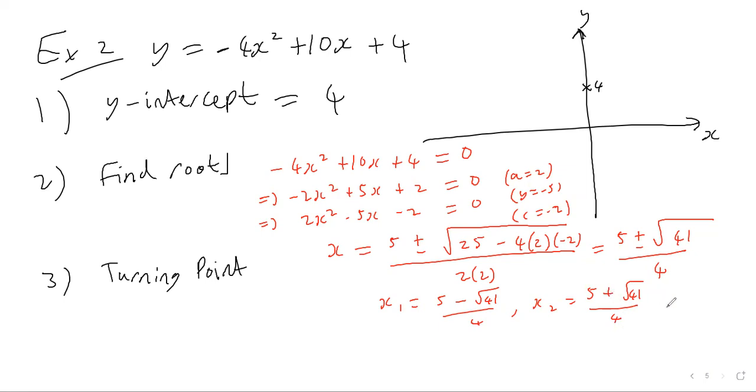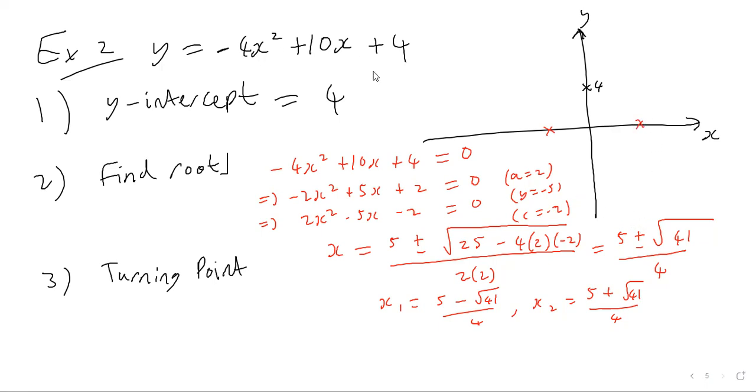So root 41 is between root 36 and root 49, so between 6 and 7. So this first one's going to be negative, because root 41 is bigger than root 25, which is 5. So we're going to have one negative root here, and let's say one positive root over here. So something like that. Yep, so we get our roots.